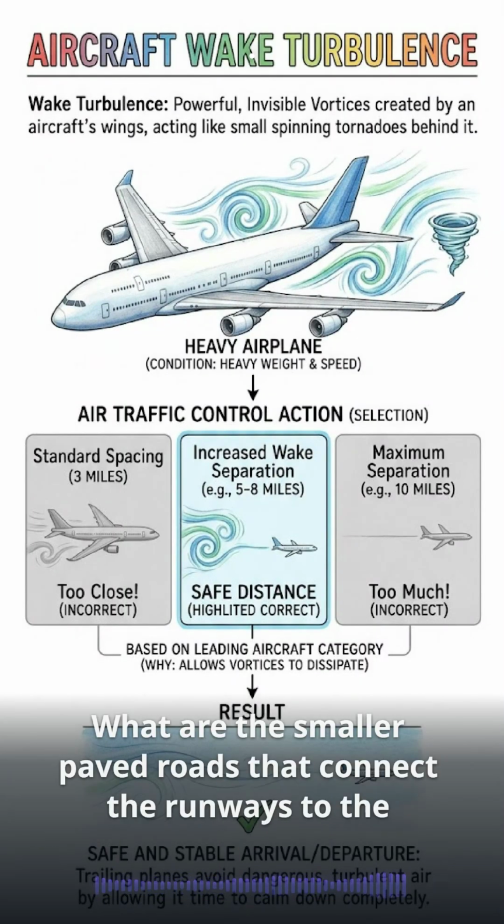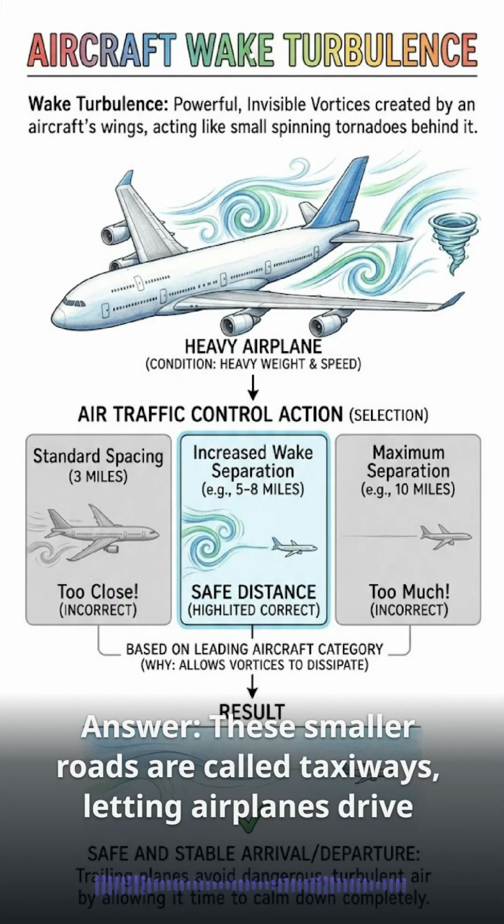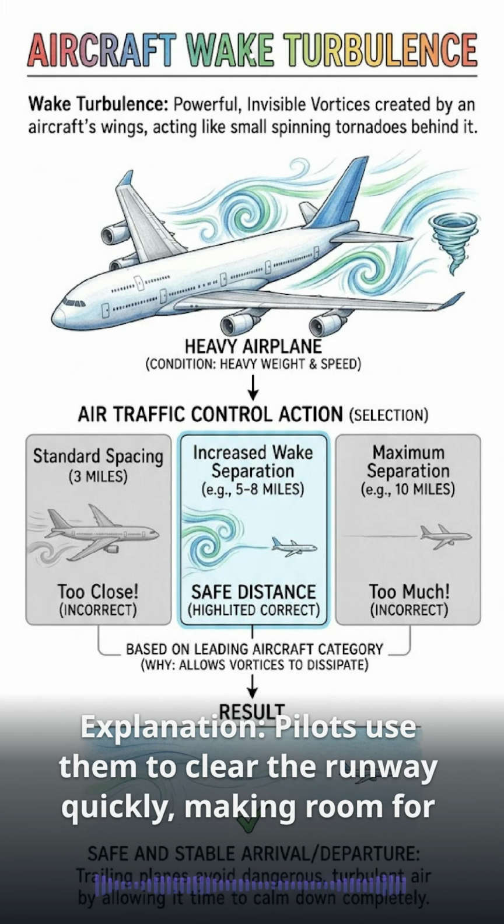22. What are the smaller paved roads that connect the runways to the terminal gates called today? These smaller roads are called taxiways, letting airplanes drive slowly around the busy airport ground layout. Pilots use them to clear the runway quickly, making room for the next fast landing plane.